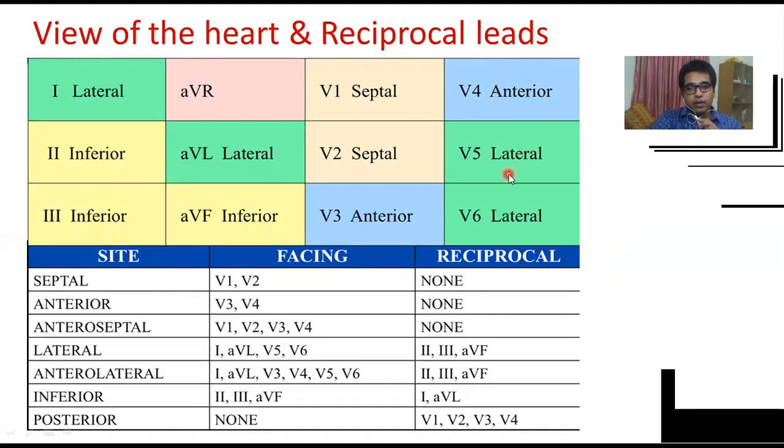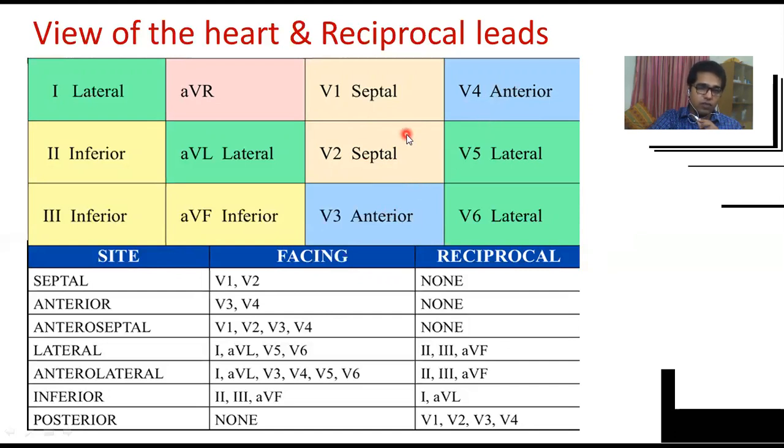They represent the lateral surface of the heart, or basically they are recording the electrical activity of the left lateral surface of the heart. Leads 2, 3 and AVF record the electrical activity of the inferior surface of the heart. V1 and V2, I have already told you, are septal leads. They record mainly septal depolarizations. And V3 and V4 represent the anterior surface of the heart.